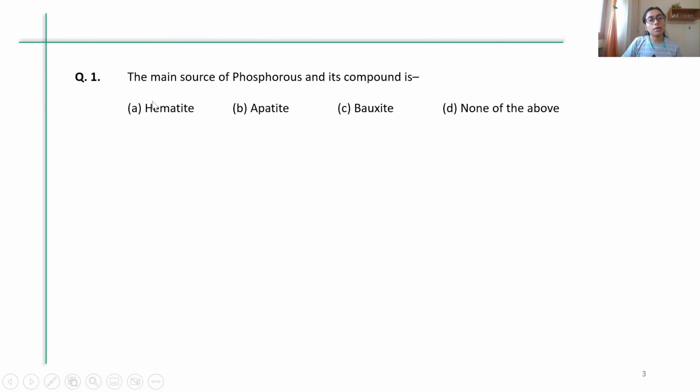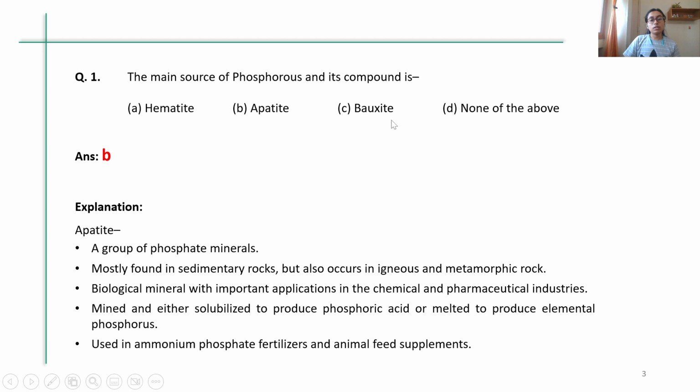So coming to my first question, the source of phosphorus and its compounds is hematite, apatite, bauxite, none of the above. So the correct answer is bauxite. Correct answer is apatite. Bauxite is the mineral for aluminium actually, and hematite for iron. Apatite is for phosphorus. So basically this apatite is a group of phosphate minerals. This is mostly found in the sedimentary rocks.